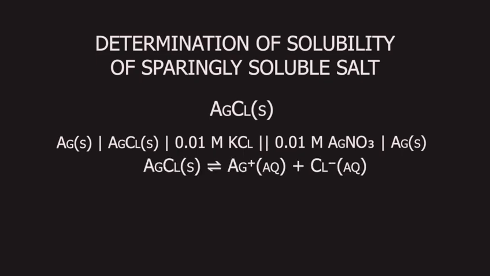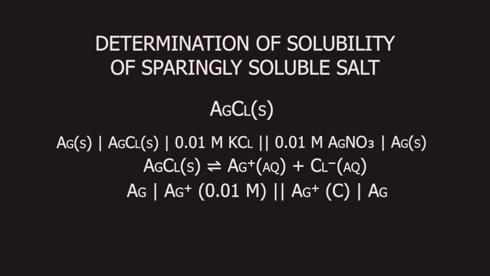The cell operates as a concentration cell, where one silver electrode is in contact with a solution of known silver ion concentration, while the other electrode is in contact with a much lower silver ion concentration due to the limited solubility of silver chloride. The EMF of this concentration cell is given by the equation E equals 0.0591 times the logarithm of 0.01 divided by C.